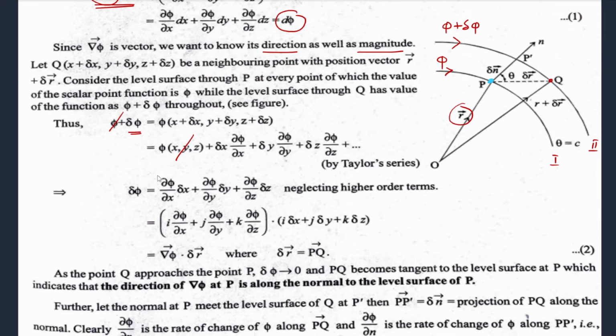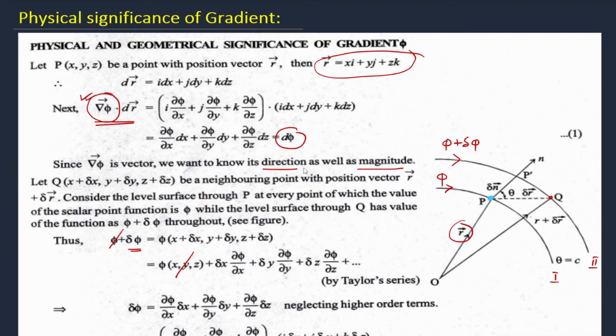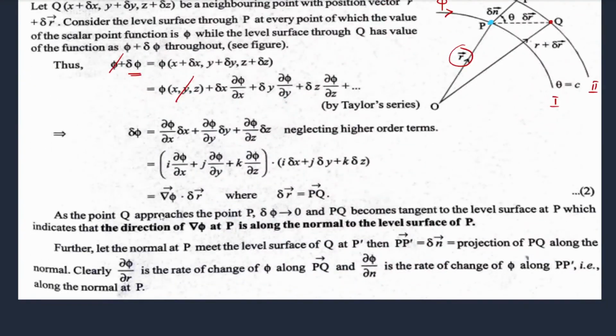Now this expression we can write like this: (i ∂φ/∂x + j ∂φ/∂y + k ∂φ/∂z) dot (i δx + j δy + k δz). This particular equation is nothing but ∇φ dot δr bar. Here δr bar means this PQ bar. So PQ bar represents δr bar.